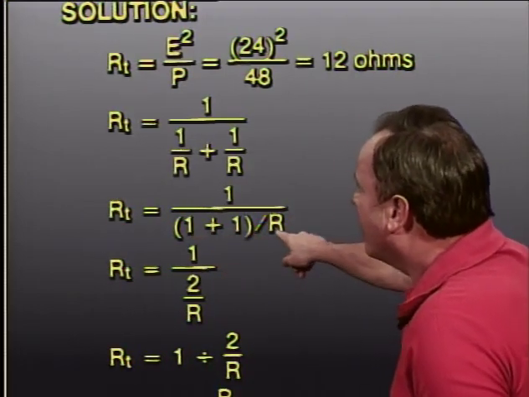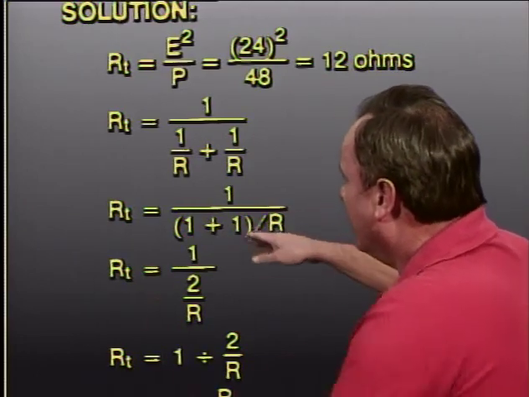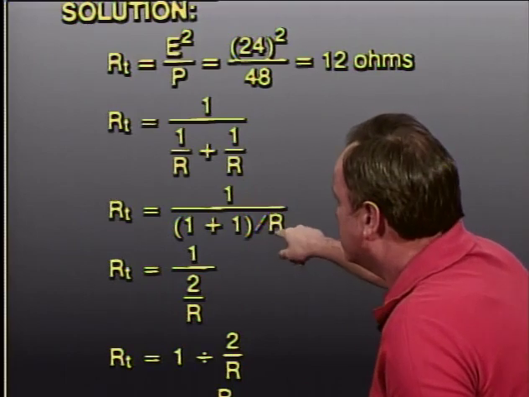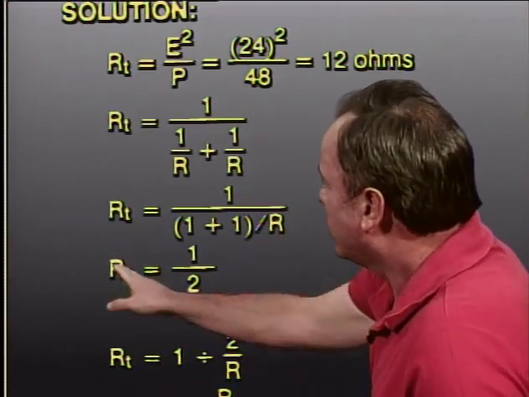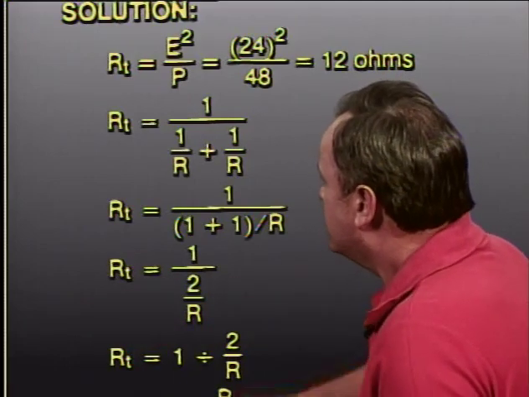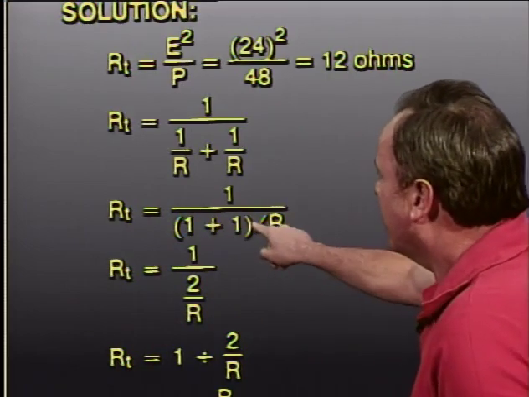So we factored out that 1 divided by R, and it's 1 plus 1, that quantity, times 1 divided by R, which is the same as anything divided by R over R. And now we have the total resistance, that was 12 ohms, is equal to 1 over, and this is 1 plus 1, that comes out to 2.